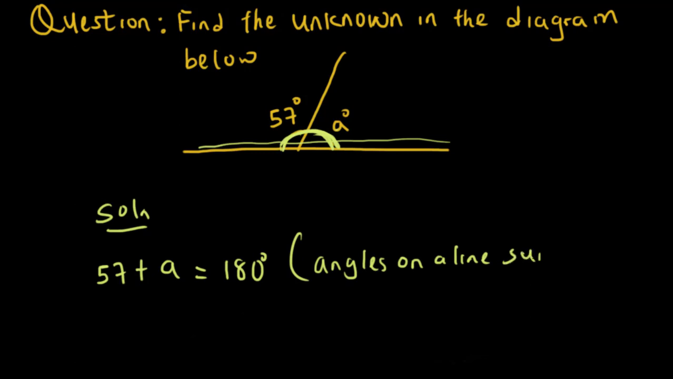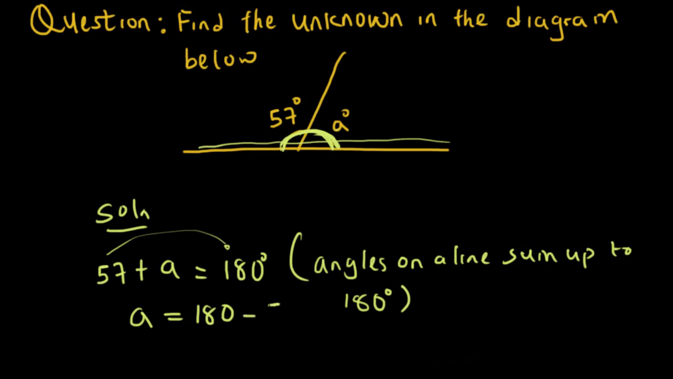sum up to 180 degrees. So make sure you don't forget this. So can we collect like terms? If we collect like terms, 57 goes to meet 180. So we have A equals to 180. When plus 57 crosses the equal to sign, it becomes minus 57. So we have A equals to 180 minus 57.